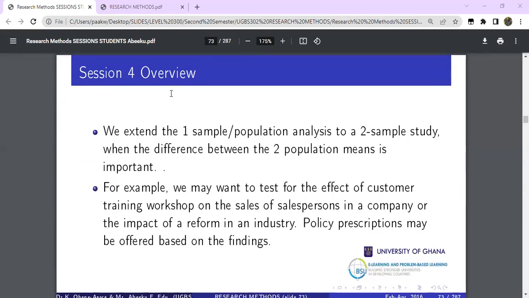So today we said we will be extending the one sample population analysis to a two sample study. So we are going to test for two populations. In the previous videos we were testing for only one population. This time around we are going to pick two populations and test with this method.